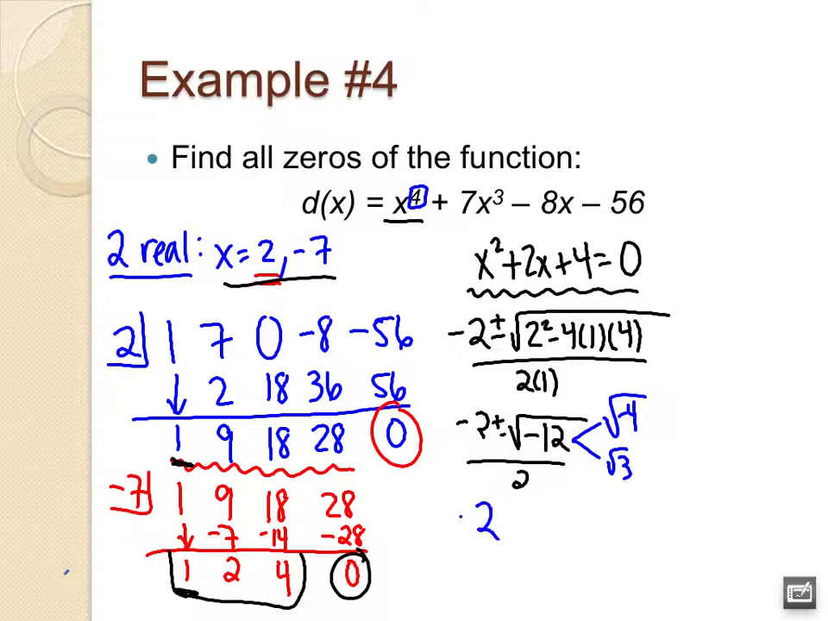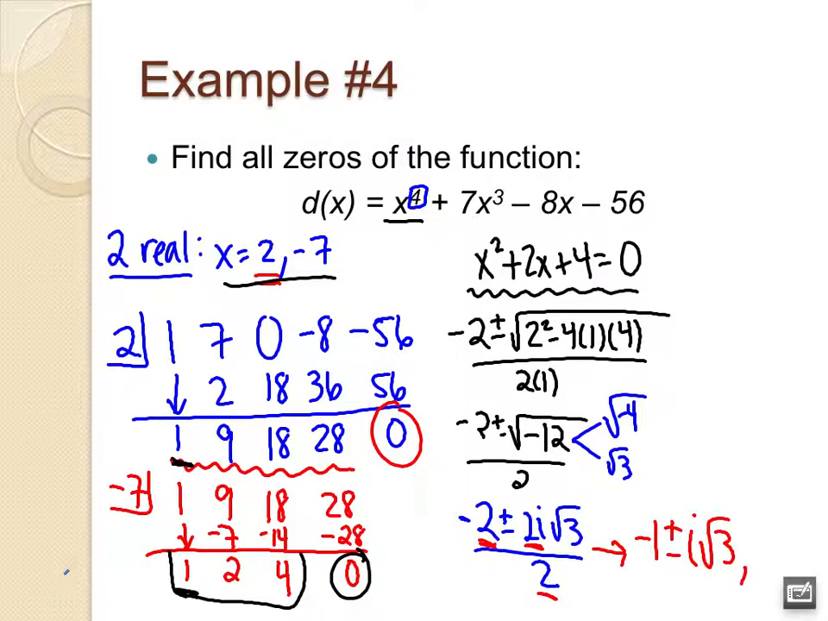So this becomes negative 2 plus or minus the square root of negative 4, which is 2i, and then I keep that root 3, all over 2. Now I can divide by 2. I'm going to divide this, this, and this by 2. So it ends up being negative 1 plus or minus 1i root 3. And then don't forget about those other 2 solutions you have, which were 2 and negative 7.